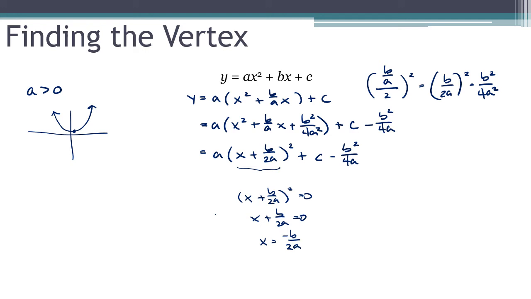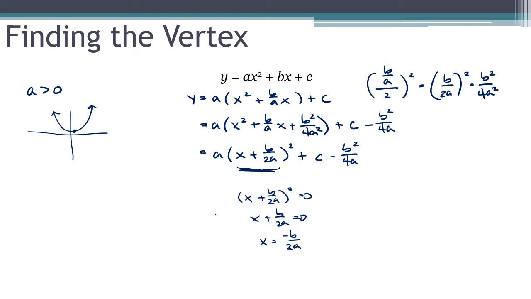If a is less than 0, it's the same thing, right? You're still trying to find the value that minimizes the value of this part here, and you end up getting the exact same formula in both cases. So this is our formula here. If you're given a quadratic equation and you want to know the location of the vertex, well, it's equal to negative b divided by 2a.